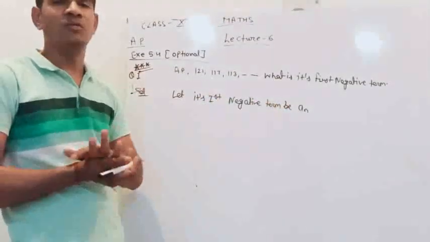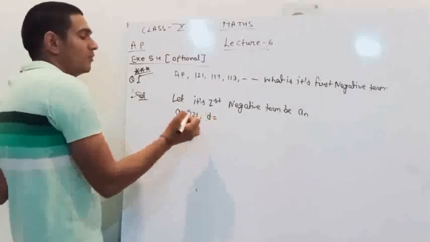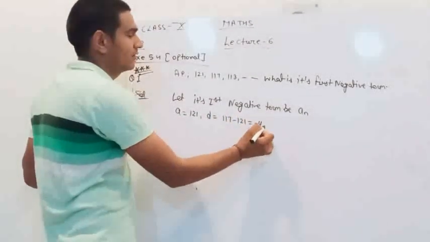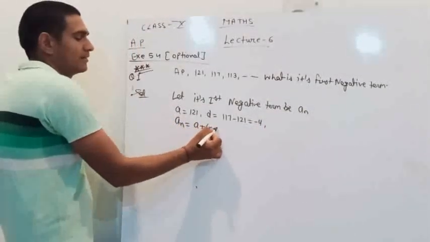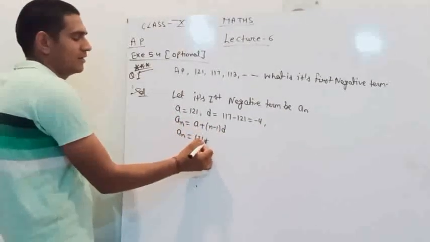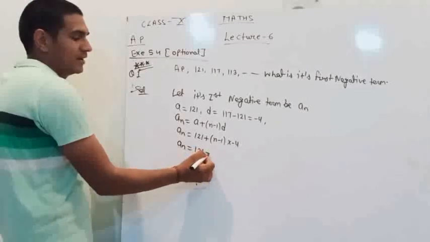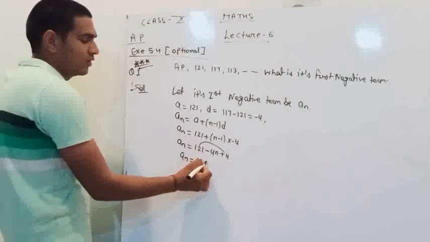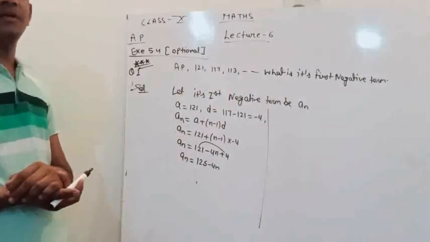So firstly we will calculate the value of an. So a is equals to 121. What is the value of d? 117 minus 121 is minus 4. So using formula, an is equals to a plus n minus 1 multiplied by d. an is equals to a value 121 plus n minus 1, d value minus 4. an equals 121 minus 4n plus 4. So an equals to 121 plus 4, 125 minus 4n. Find an. Now an को क्या कंसीडर किया इसमें, फर्स्ट नेगेटिव टर्म.